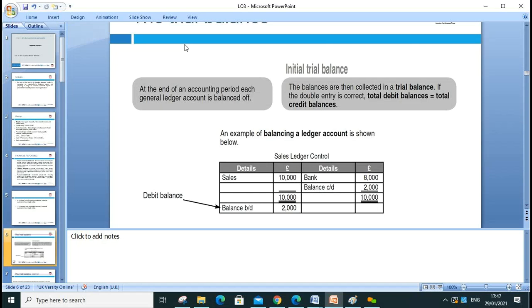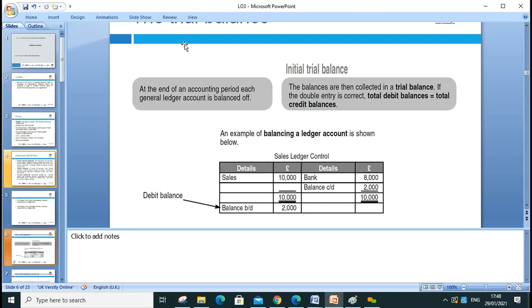So first of all, what is the trial balance? At the end of the accounting period, each general ledger account is balanced off into the trial balance. The balances are then calculated in the trial balance. If the double entry is correct, the total debit balance equals the total credit balance. Is it right? So balancing the ledger is shown below. This is the sales ledger control account. Yesterday we discussed it. We have a sale of 110,000. In the sales ledger it is a credit. Here it is a debit because this is our receivable.